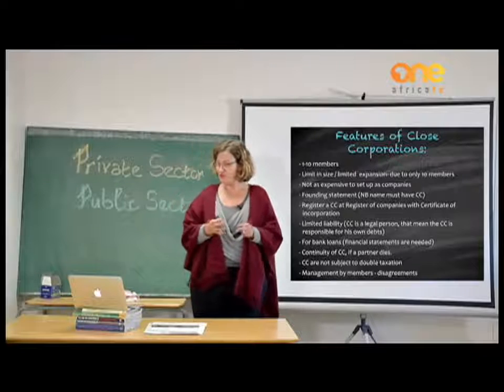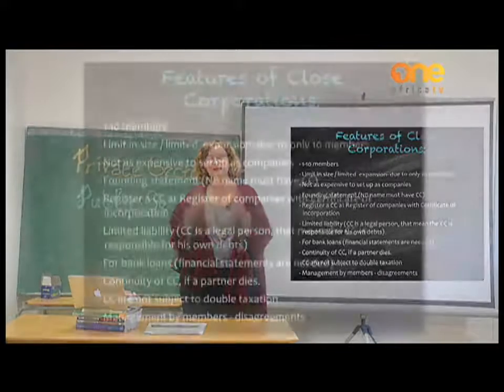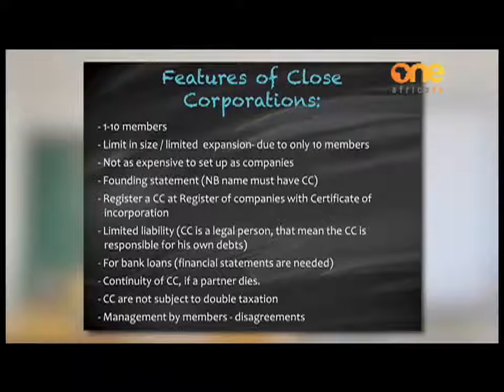Okay, a very important point of a closed corporation is that they have limited liability. You remember in the case of partners and sole traders, they have unlimited liability. A limited liability means that the closed corporation itself acts as a person. They call it, the closed corporation is a legal person on its own. What that means, that legal person is responsible for their own debts. So why do we say the feature of a closed corporation is limited liability?